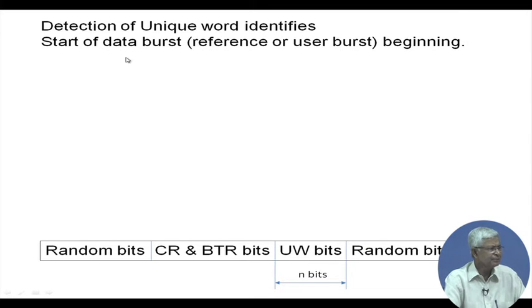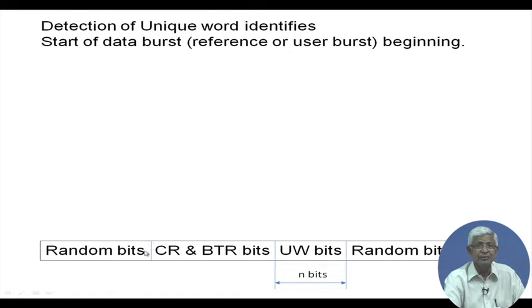This particular slide shows detection of the Unique Word, which identifies the start of the burst, and the burst could be a reference burst or a user burst. We have seen this in the TDMA discussion, the beginning of that. In the data pattern there are random bits, then CR/BTR, which is carrier recovery and bit timing recovery bits, required at the demodulator.